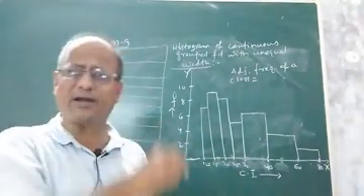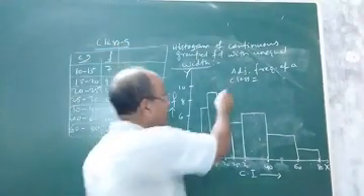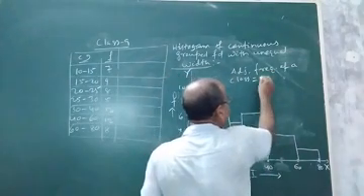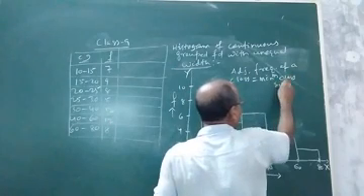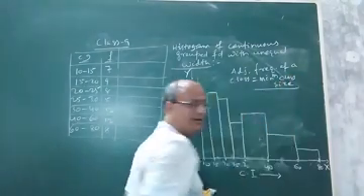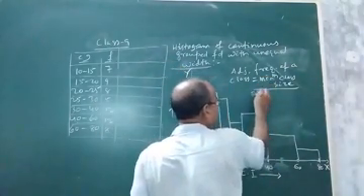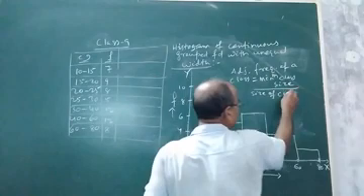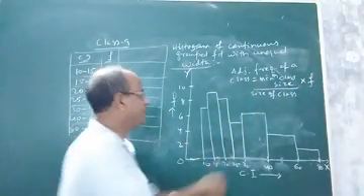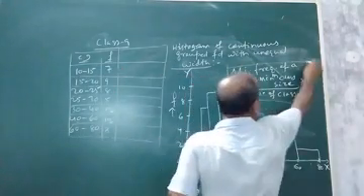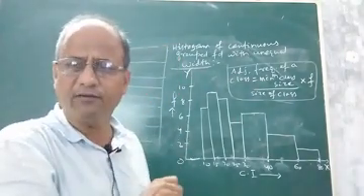Now the point is how to find the adjusted frequency, or how to adjust the frequency of a class or class interval. I am going to tell you the formula. The formula is: minimum class size divided by size of class, into frequency. Frequency means frequency of the class. If you remember this formula, you can easily find the adjusted frequency of each class or class interval.